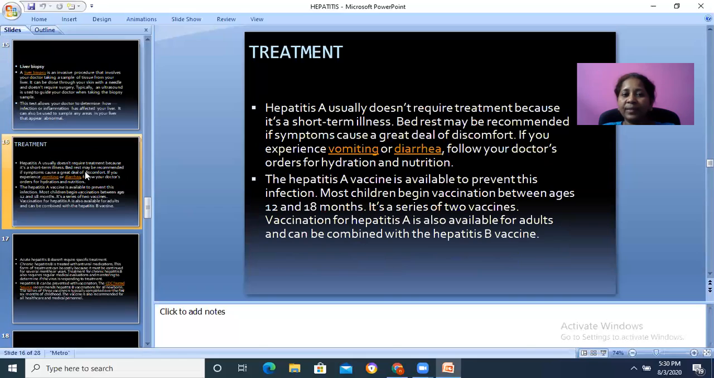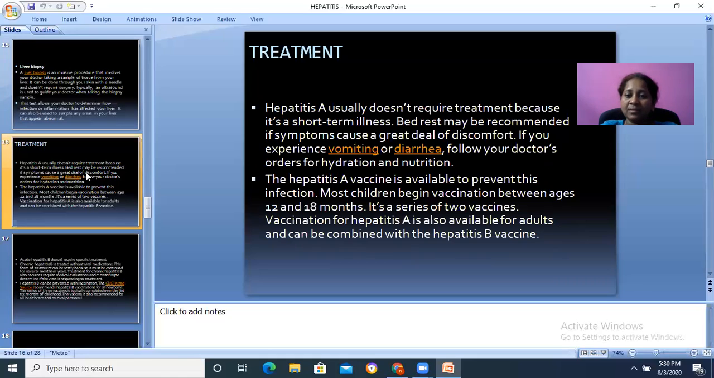Treatment. Hepatitis A usually does not require treatment because it's a short-term illness. Bed rest may be recommended if symptoms cause a great deal of discomfort. If you experience vomiting or diarrhea, follow your doctor's advice for hydration and nutrition.